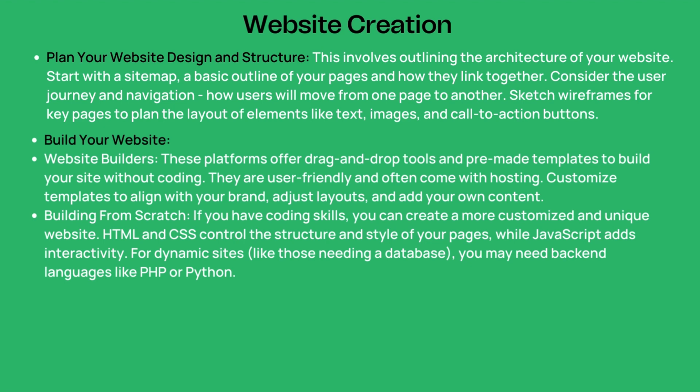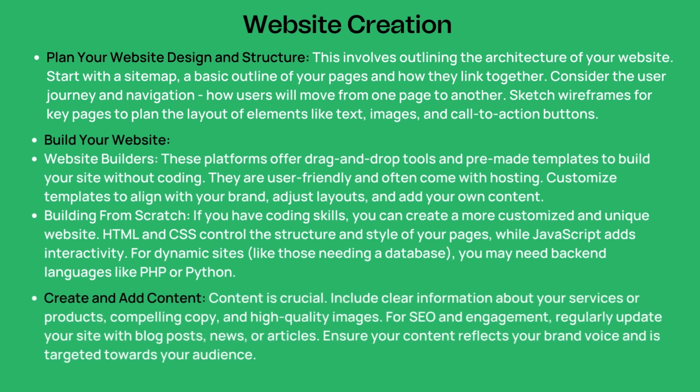Now, if you're building from scratch, as I've mentioned, if you have the coding skills, you can create a more customized and unique website. HTML and CSS are overall the whole structure and style of your pages, so that's what you're primarily going to be using, while JavaScript will add interactivity. Now, if you are a little bit more skillful, then you would have to use backend languages like PHP or Python, and that's for dynamic sites, like those needing a database. So that's crucial. Those two coding languages are crucial to creating a database for your website.